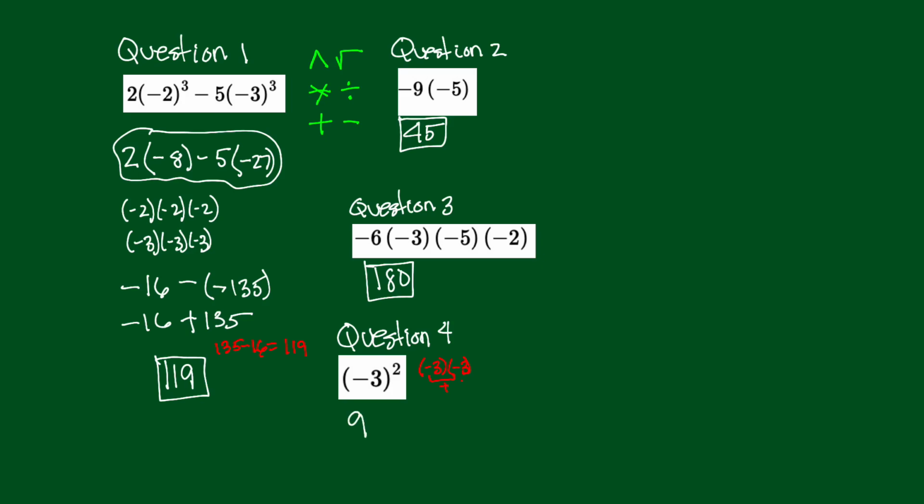Now, another way I can think of it is this. How many negative signs do I have? 2 of them, right? And here they are, right here and right here. I've got 2 negatives. That's an even number of negatives. So I know it's going to be positive. And then 3 times 3 is 9.